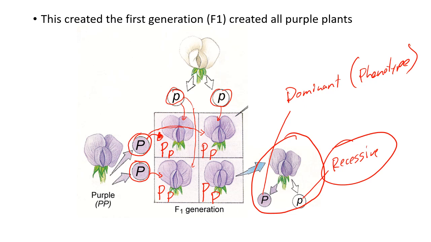Okay, I want you to remember that genes are like blueprints. This has the blueprints to make a purple flower and has the blueprints to make a white flower. However, it chose not to use the blueprints to make the white flower. It only used the blueprints to make the purple flower.